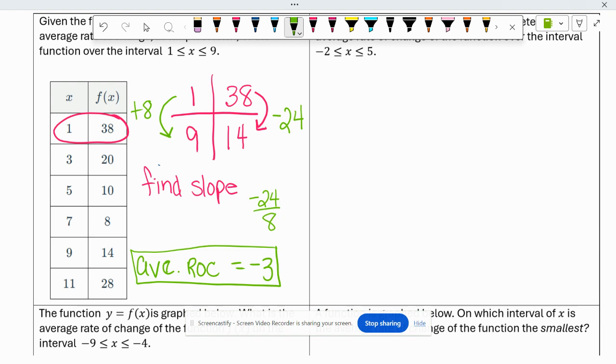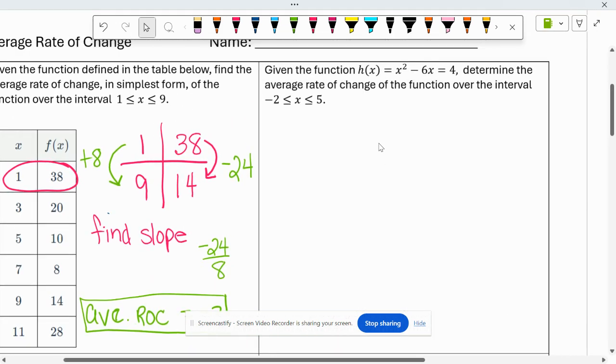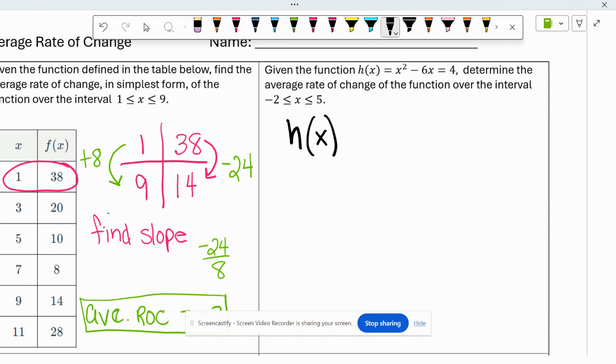Okay. Does that make sense? Okay, let's look at the next one. The next one doesn't give us a table. It only gives us a function. So basically an equation. So if I'm given an equation, what do you think I should do with that?